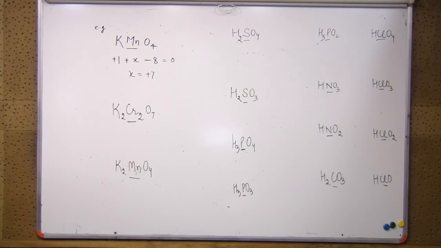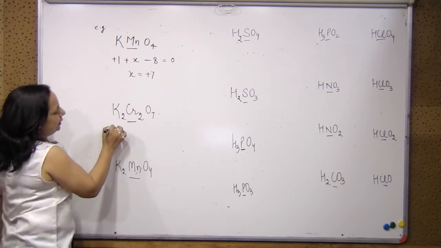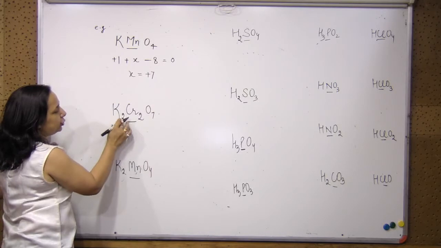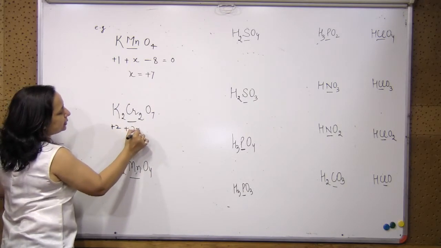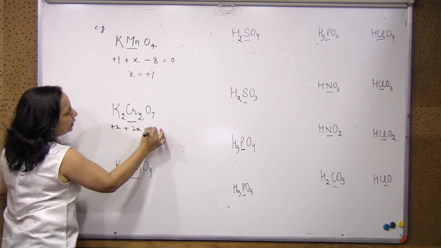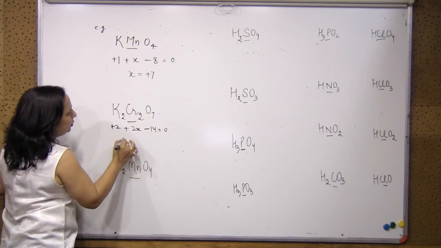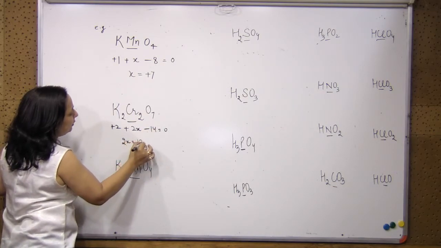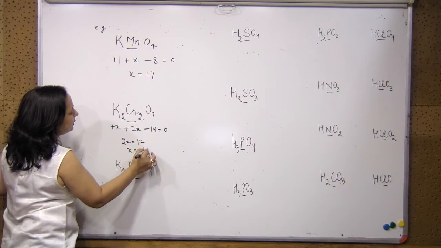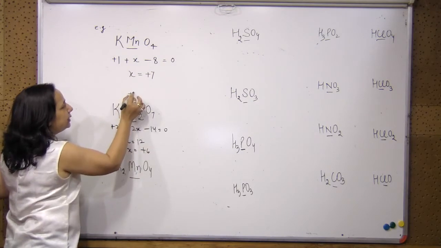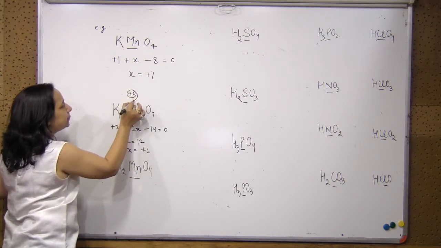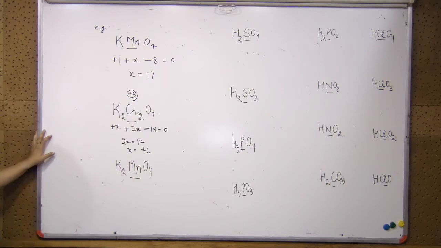Calculate for potassium dichromate. I show you one calculation once again. It is plus 2 plus 1 into 2 plus 2x for chromium minus 14 is equal to 0. 2x comes out to be 12. X is 6. It means chromium here is plus 6. Calculate K2MnO4 and further.